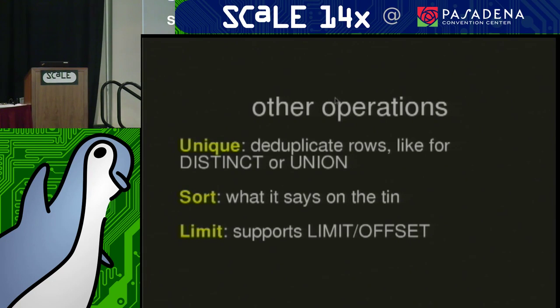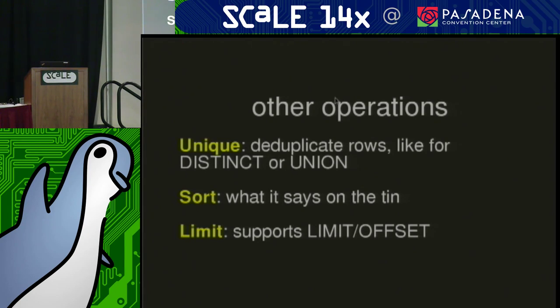Other operations that you'll see expressed as nodes, they don't correspond to other things. Occasionally you'll see a unique. It's a lot less common now that we have other ways to deal with returning a unique row set that are less expensive, but occasionally you will as a way of deduplicating rows. And the primary things that will produce this is select distinct and union as opposed to union all.